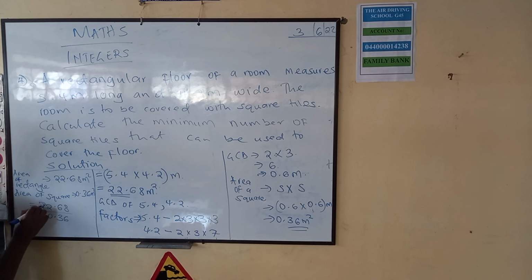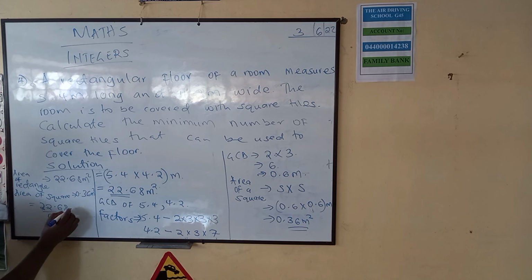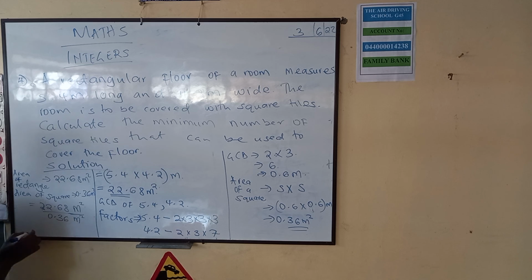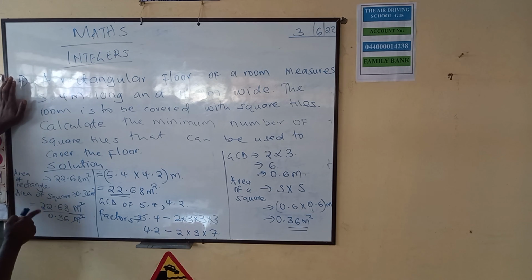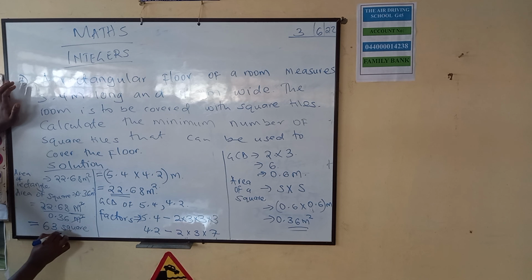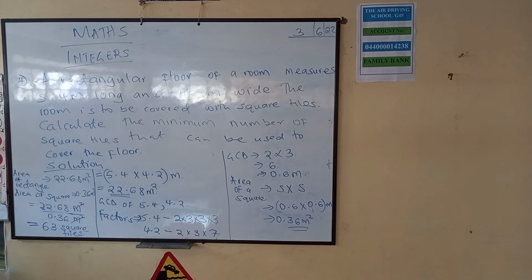We cannot express it with units, because we want to find the number of square tiles. So the units cancel. Dividing 22.68 by 0.36 will come up to our answer as 63 square tiles.